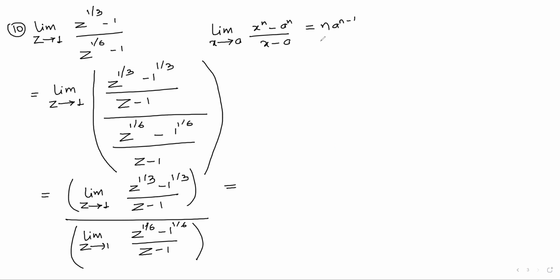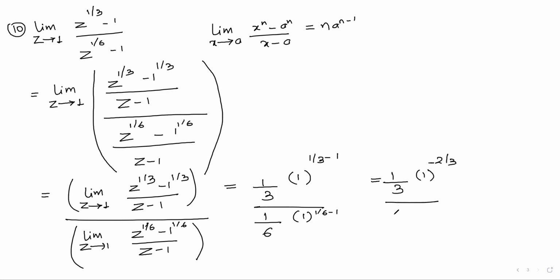Compare with this formula. We'll check. N means 1 by 3. A means 1 to the power n minus 1. N minus 1 means 1 by 3 minus 1. And similarly, in the denominator, we have 1 by 6: 1 to the power 1 by 6 minus 1. Okay, so this will give us what? 1 to the power minus 2 by 3. And this will give us 1 by 6 to the power minus 5 by 6, which is nothing. This is 1. 1 to the power anything is 1. So we will get 1 by 3 by 1 by 6, which will give us 6 by 3, which will give us 2. Okay, Sparsh, Namra and Noma, this clear?